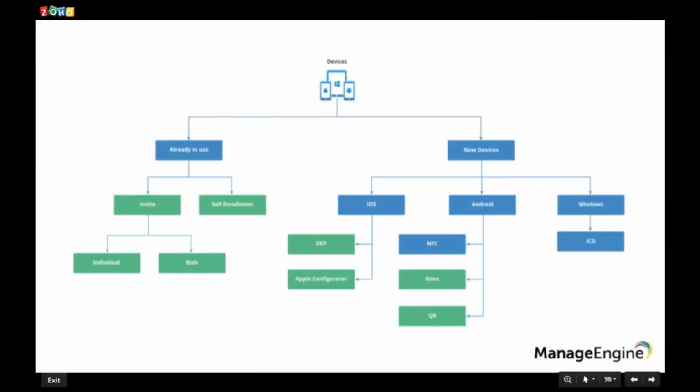Now let's take a quick recap of all the enrollment methods that we just saw. In case of devices that are already in use, you can either choose to enroll devices by yourself if you have it in your hand, or you can choose to send out invites to your end users either individually or in bulk. You can also opt for the self-enrollment option, wherein your end users are empowered to enroll the devices by themselves. If in case you have new devices in your IT organization that needs to be enrolled, you can enroll your iOS devices using either the Apple DEP or the Apple Configurator method. And in case of your Android devices, you can use the Knox mobile enrollment that you just saw or the QR code method.